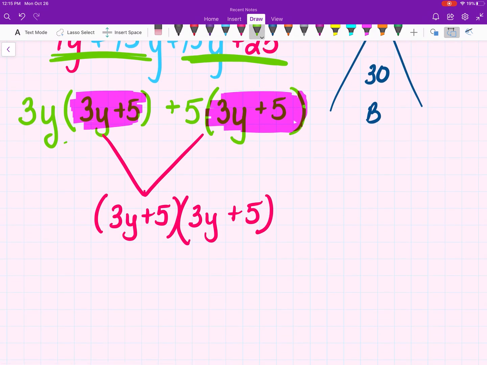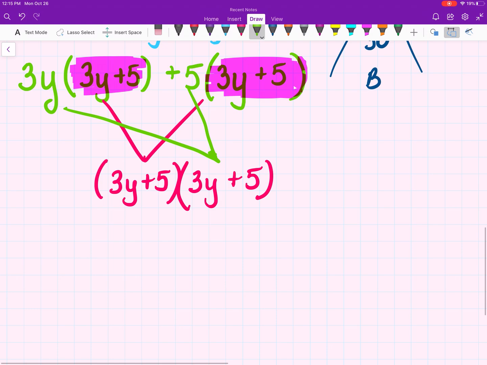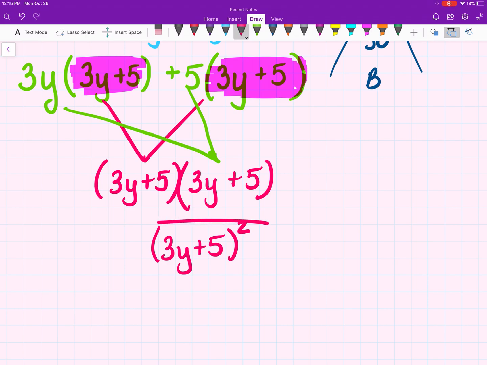Those are my outside numbers. Okay, so I call the first the chunk and then my leftovers. You could write it like this, or you could write 3y plus 5 squared. This did not have anything but a 1 as a GCF, so we don't need to put that 1 out front. And so that's my answer.